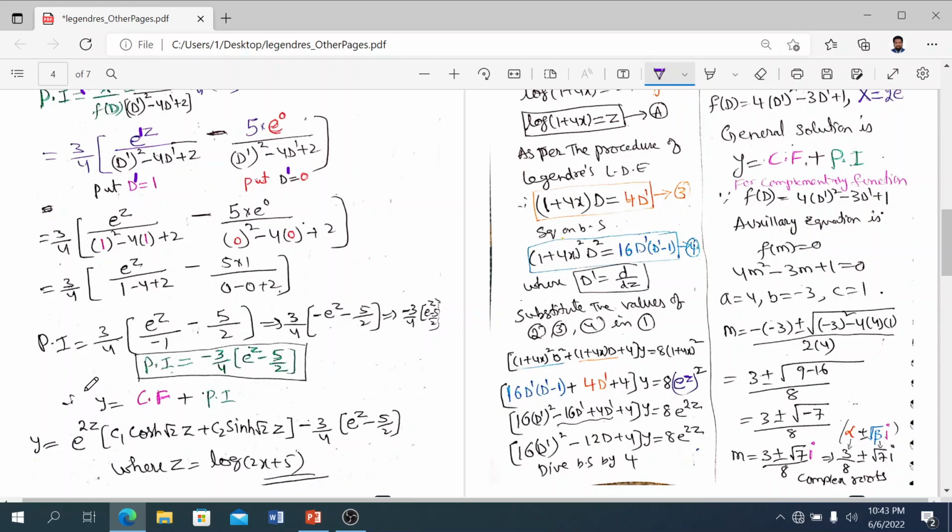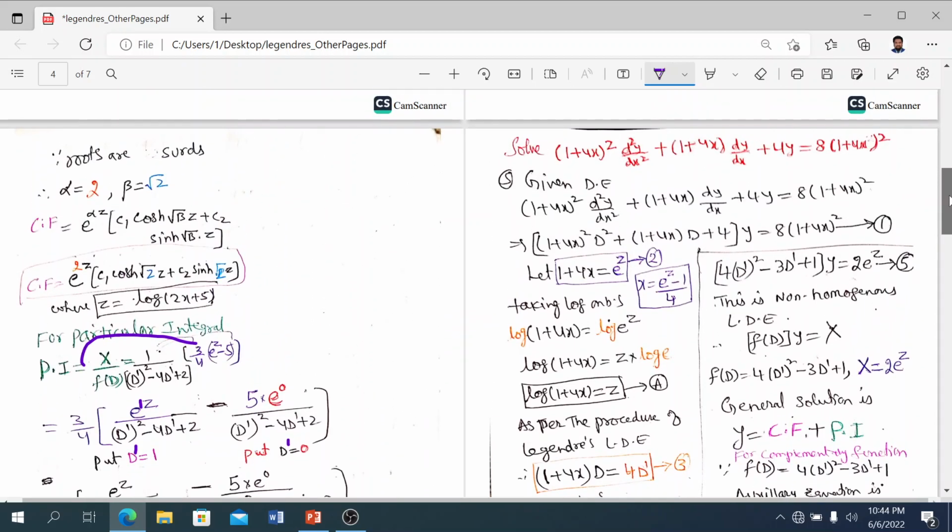Now what is our general solution? Y is equal to complementary function plus particular integral. What is the complementary function? This one. Plus the particular integral, which is minus, so minus 3 by 4 e power of z minus 5 by 2, where this z is equal to log of 2x plus 5. Okay. Now let us go for another problem.